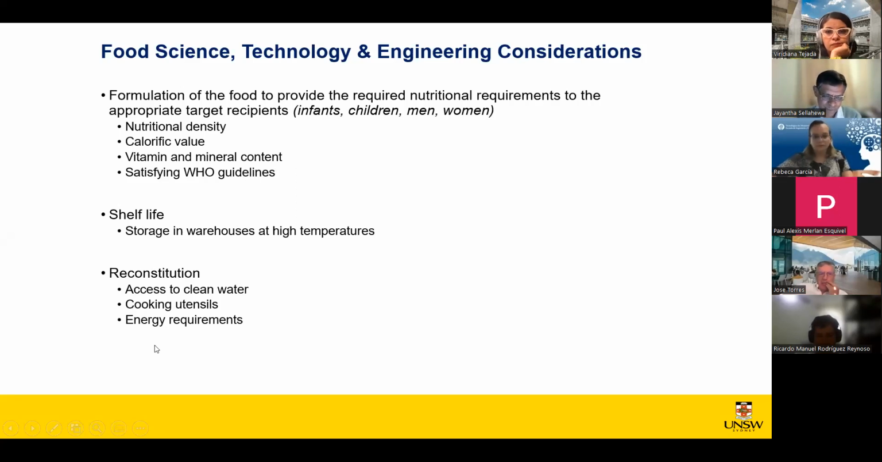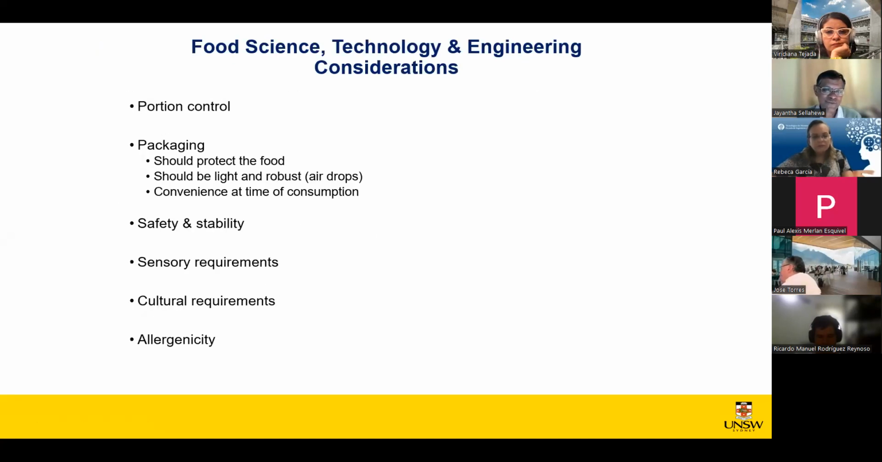So for example, if you are living in a refugee camp, you may not have access to clean water. There may not be cooking utensils. So giving raw materials may not be very relevant. You would have to give them ready-to-eat foods. Sometimes the only meal they may get may be a food bar. So the portion control and the nutritional compositions are very important.